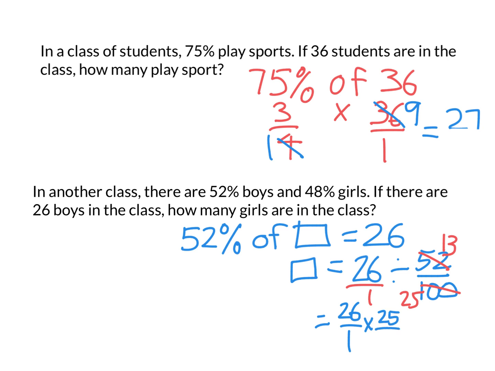So 26 times 25, that would be hard, but I can cancel. 13 goes into itself once, goes into 26 twice. So I've just found 2 times 25 is 50. That's the number of students in the class. There must be 50 students in the class, because when you take 52% of 50, you're left with 26. So if there are 50 students in the class, 26 are boys, the other 24 are girls. So when you are finding a percent of a quantity, you're timesing if you do it this way. But when you're finding the original amount, you are dividing.